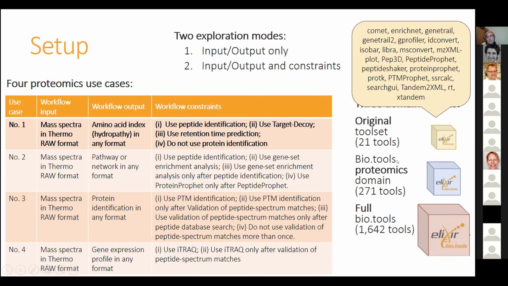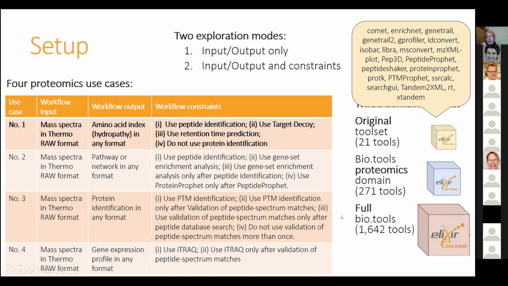Just note that the medium-sized domain is what we call the proteomics domain. There is a predefined subset in bio.tools already for proteomics, where a group of proteomics researchers got together and defined a list of proteomics tools in bio.tools, making sure that they are of good quality, complete, and cover all the important tools. That tool set in the end was 271. And then the big set is the full bio.tools domain model with almost 1,700.